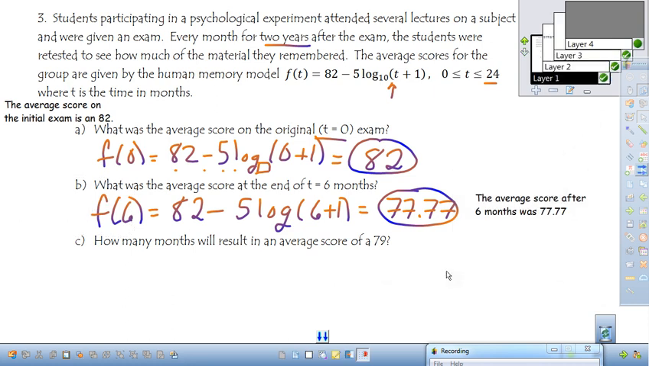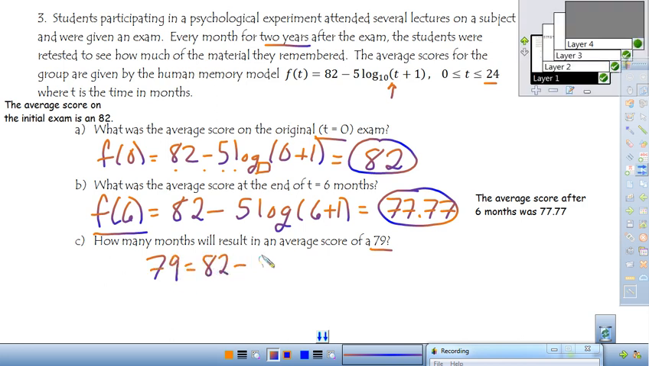And then, this last one here, after how many months will result in the average score of 79? That's written really confusing. It means after how many months will the average score be 79. So in this one, they're giving you the score, so that's the F of T. So we got to do 79 equals 82 minus 5 log base 10 of t plus 1. And we need to solve, just like we did in 1 and 2, for the logarithm.